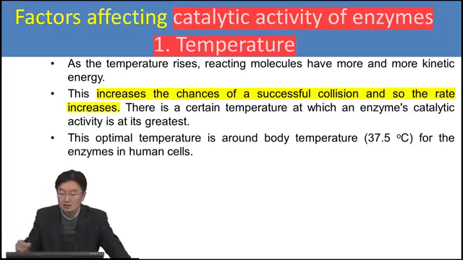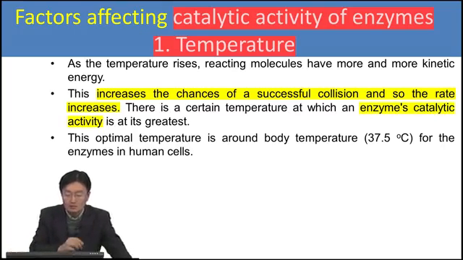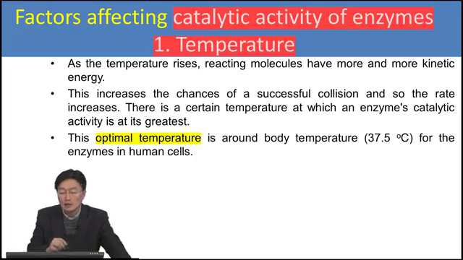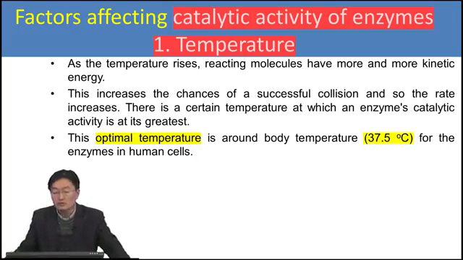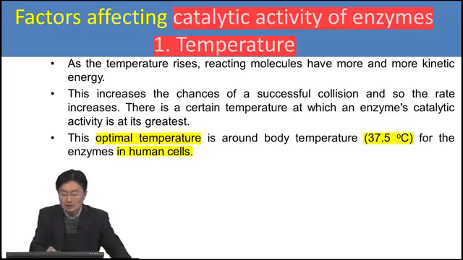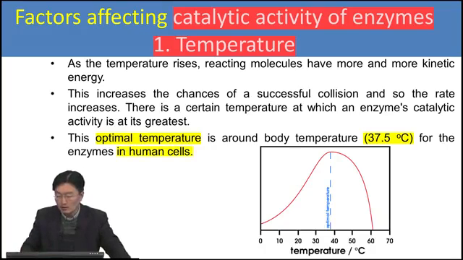The thing is, enzymes' catalytic activity requires an optimal temperature. Our body temperature is 37.5 degrees Celsius, and that's the optimal temperature for the enzymes in our cells. And this is the diagram: around 37 degrees is the highest activity of enzymes.